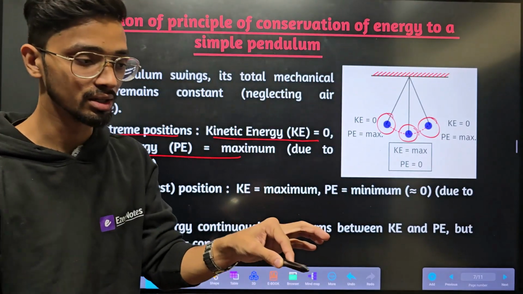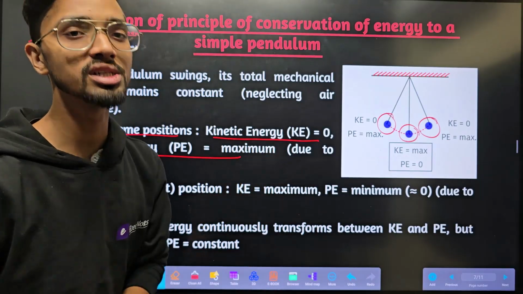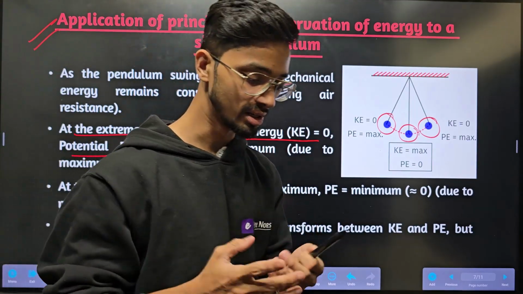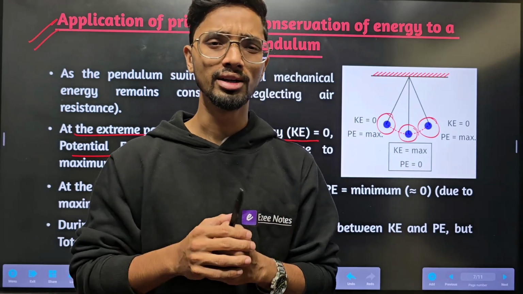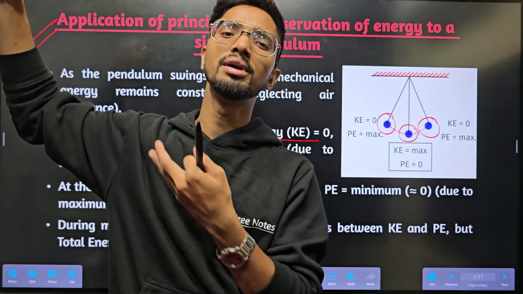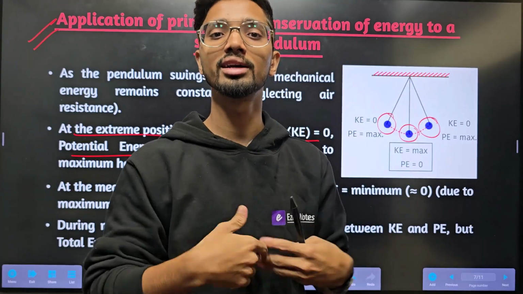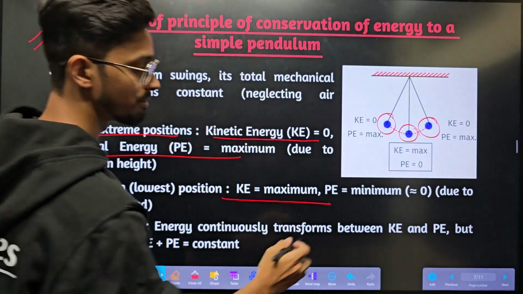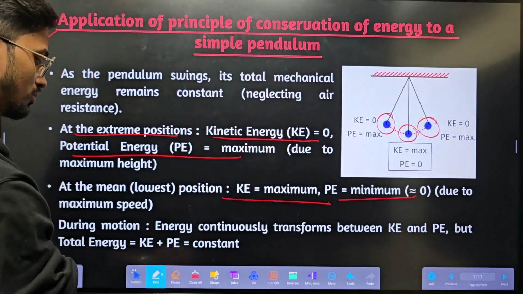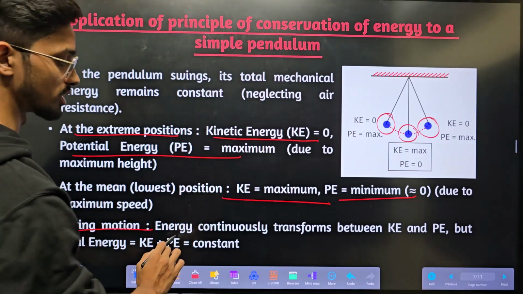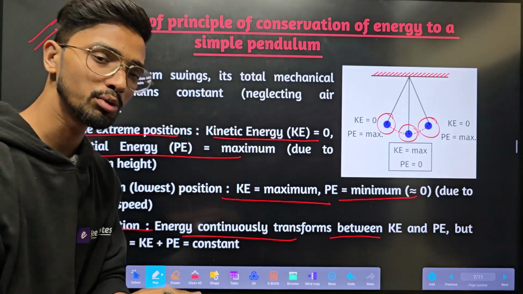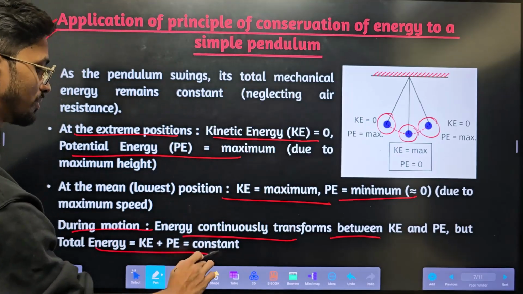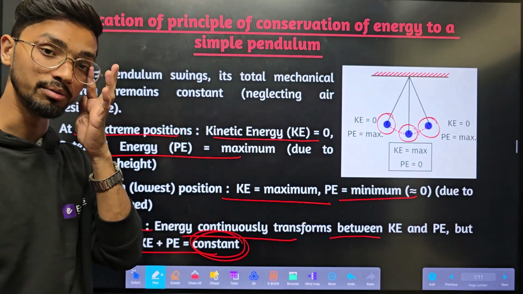But while coming back to the mean position, this is the reference point, right? At mean position there is no potential energy, but while coming back there will be maximum kinetic energy because of maximum speed. While you sit on any swing, you can easily understand that while going up there will be less speed, while coming back down the speed increases. So kinetic energy will be maximum and potential energy will be minimum, that is nothing but 0. During the complete motion, energy continuously transforms between kinetic and potential. Sometimes kinetic, sometimes potential, but total energy will always be constant.